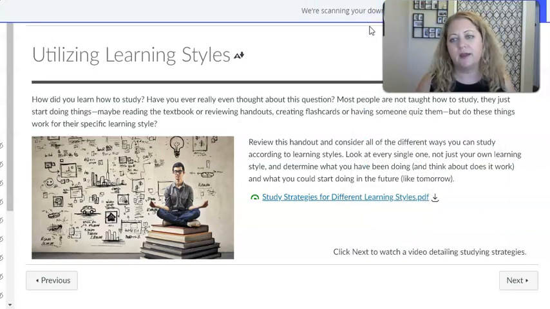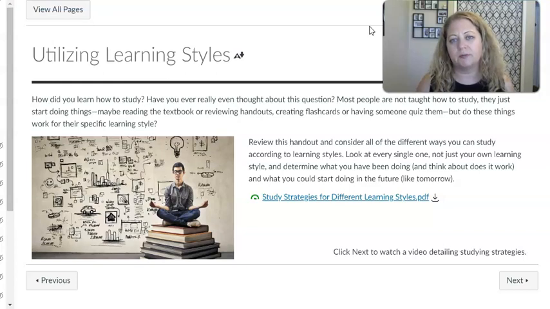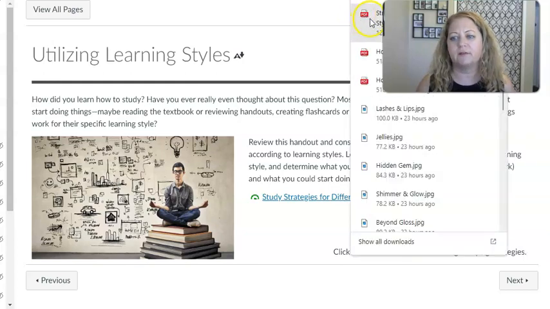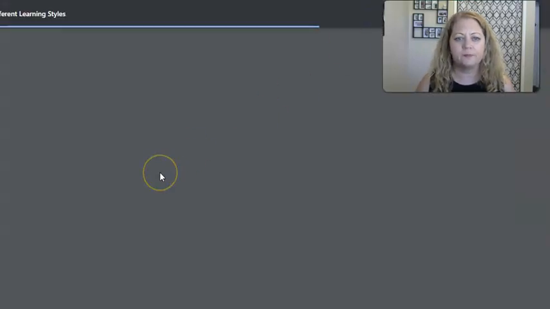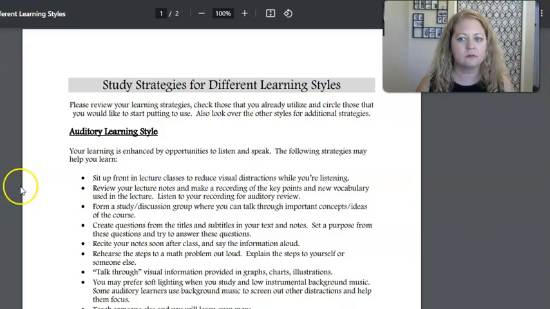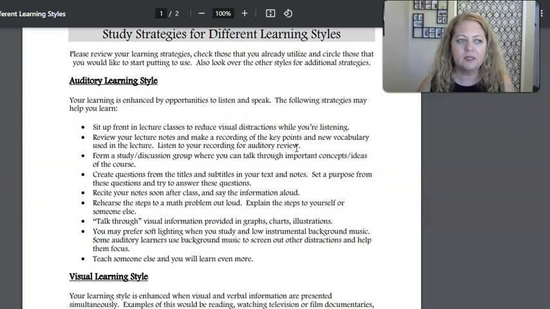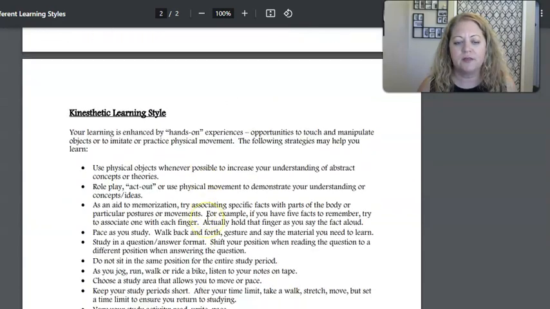For me, I know that I am a visual learner, but I'm not just going to look at the strategies for a visual learner. I'm going to look at everything. Here we go. Let's see if this is, there we go. Okay. So what I would like you to do is read all of this. For auditory learners, sit up front in lecture classes to reduce visual distractions while you're listening. That's helpful for all learning styles, but particularly auditory learning styles, but maybe it's something that you would like to try, okay? Talk through visual information. And then here's ones for visual learning, and then there's some for kinesthetic.